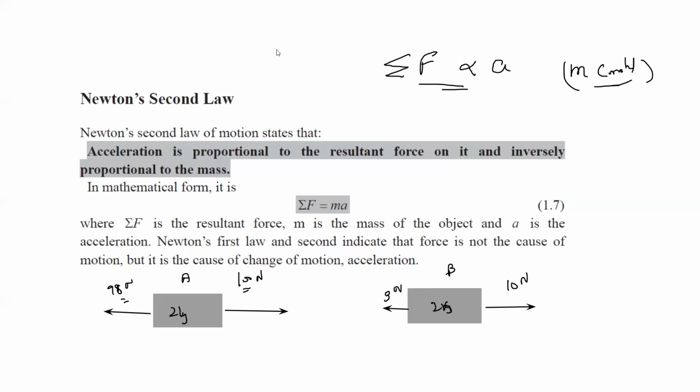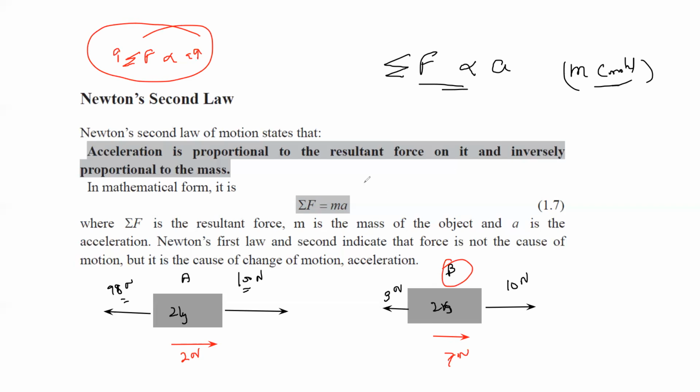So for this, we have to find the resultant force. When we calculate the resultant force on A, that is 100 minus 98, so 2 Newton towards the right hand side. But for B, it is 10 minus 3, which is equal to 7 Newton. So B is experiencing a greater resultant force. According to Newton's second law, whenever there is a resultant force, there is an acceleration, and acceleration is directly proportional to the resultant force. So the one which experiences greater resultant force will have a greater acceleration. So the acceleration of B will be higher than A.